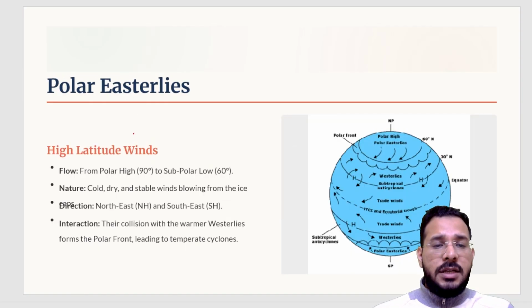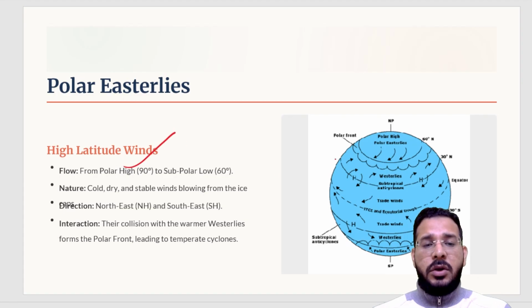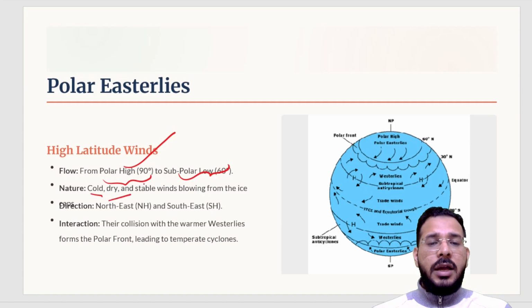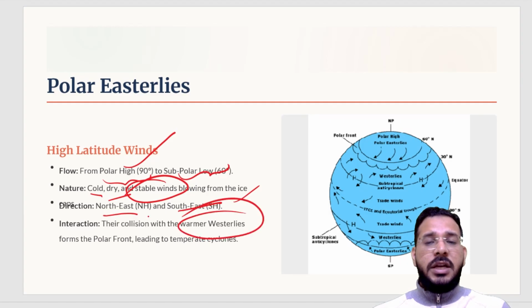Then we have polar easterlies. They are high latitude winds. They are moving from polar high to subpolar low. They are cold, dry and stable winds blowing from the ice cap regions. So they are moving from northeast to southwest. Their collision with the warmer westerlies leads to the formation of fronts.